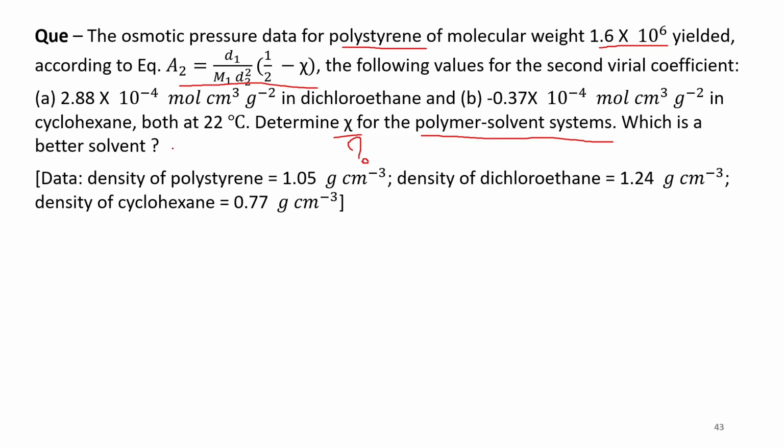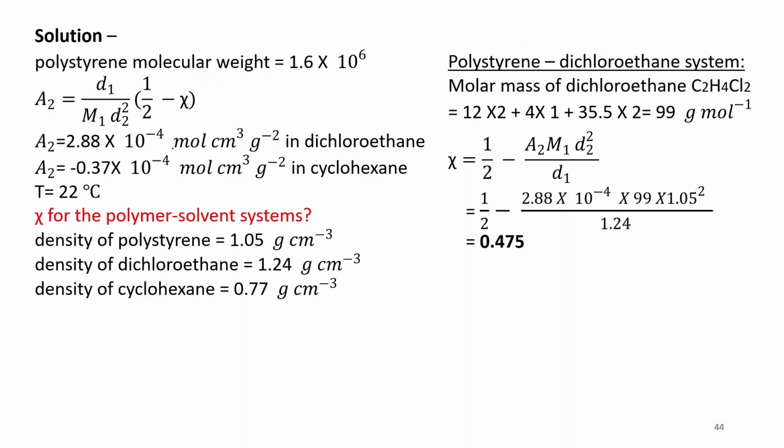So solve this question, because the equation of the second virial coefficient is already given. A2 equals d2 square upon m1 d1 times 1 by 2 minus chi. So the chi value we can calculate from this equation, right? Because we have the other parameters known. So this is the hint. Now you can solve it, right? So let's see the solution.